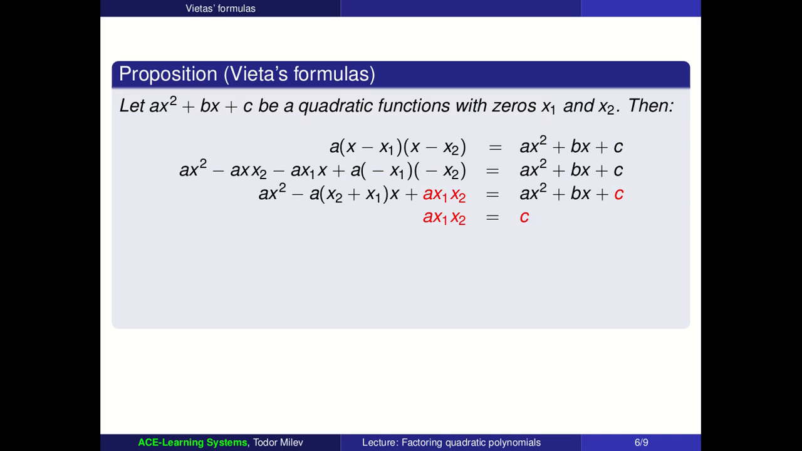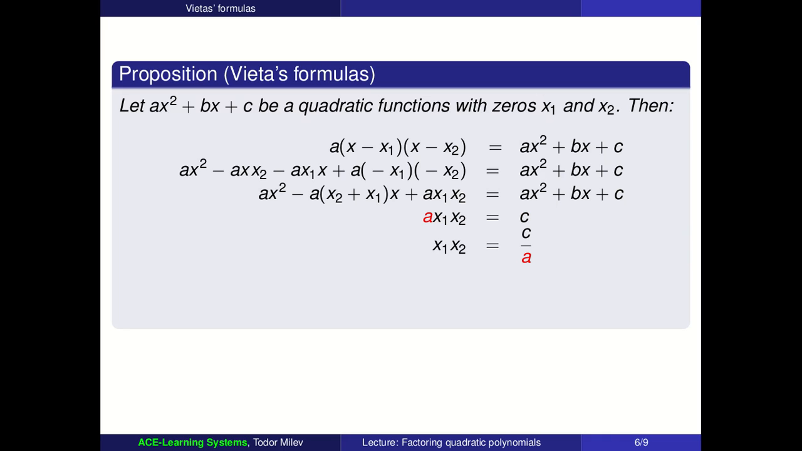Okay, now let us compare the two sides. On the left hand side, we have a polynomial, and on the right hand side we have the same polynomial. So the only chance for the two polynomials to be equal is to have that their constant terms be equal, which means that a times x1 times x2 must be equal to c. Now we can divide both sides by a to get that x1 times x2 must be equal to c divided by a.